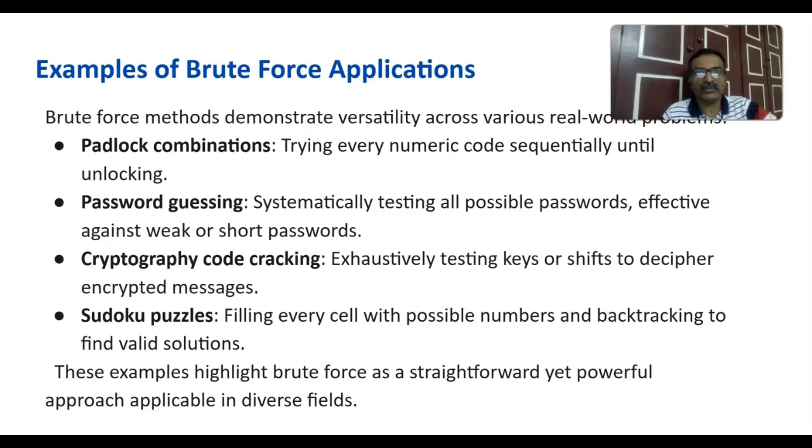Then if you have Sudoku puzzles, in Sudoku puzzles you have some constraints. In one row, the digits from 1 to 9 will appear. In a column also, the numbers 1 to 9 will appear once, and within a 3 by 3 box also the numbers 1 to 9 will appear once.